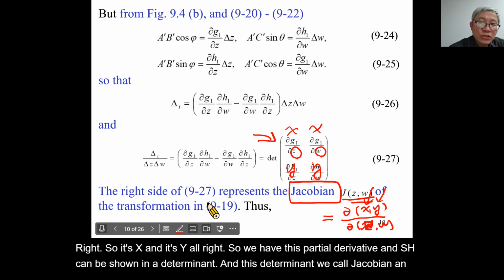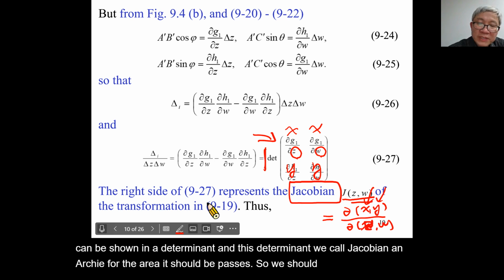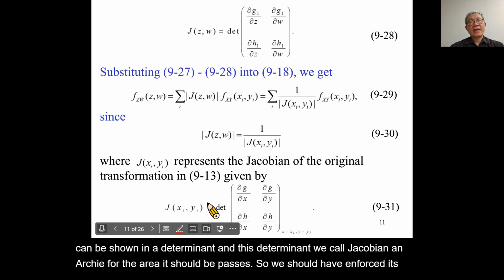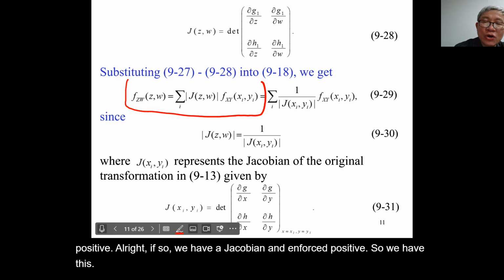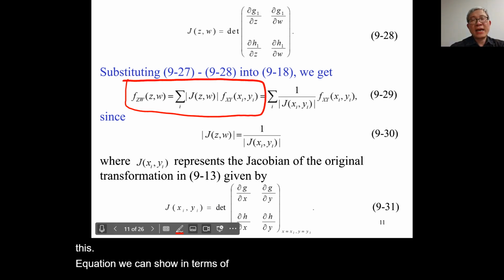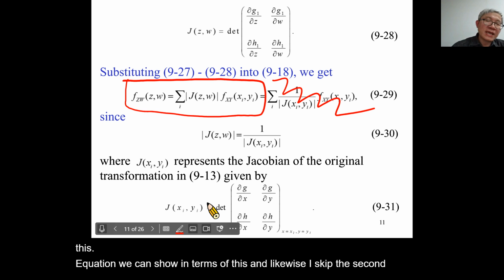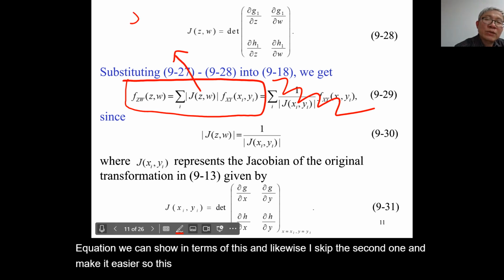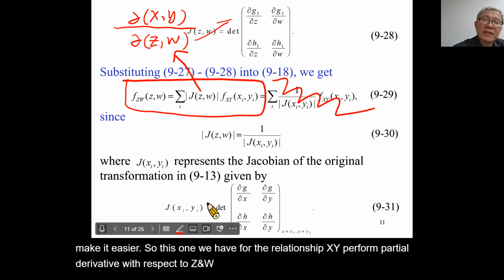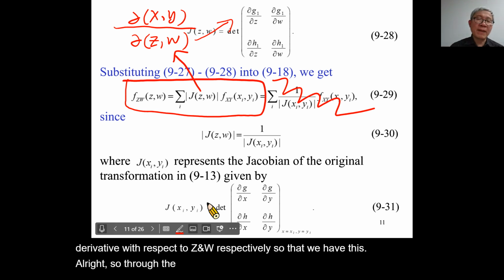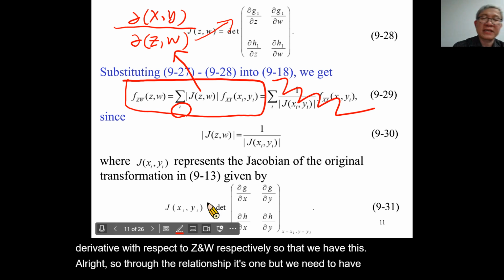Actually, for the area, it should be positive, so we take the absolute value of the Jacobian, which is positive. So the previous equation we can show in terms of this. And likewise, I skip the second one to make it easier. We have the relationship x, y, performing partial derivatives with respect to z and w respectively. So through the relationship, it's 1, but we need to have a summation. So we have this formula.